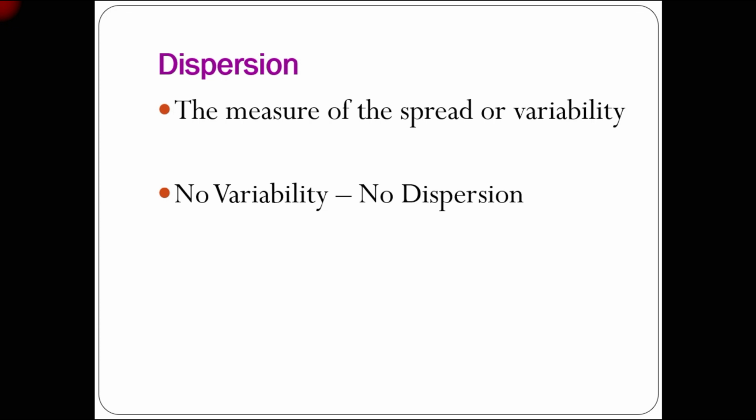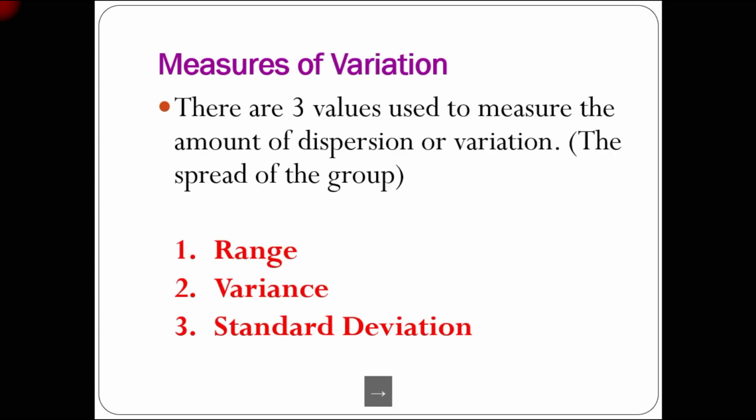The measure of the spread or variability. No variability, no dispersion. So, measures of variation, we have 3. There are 3 values used to measure the amount of dispersion or variation, the spread of the group. Number 1 is range. Number 2 is variance. Number 3 is standard deviation.